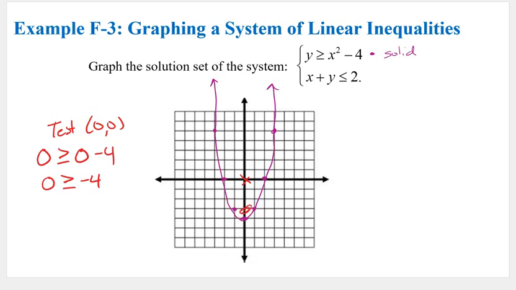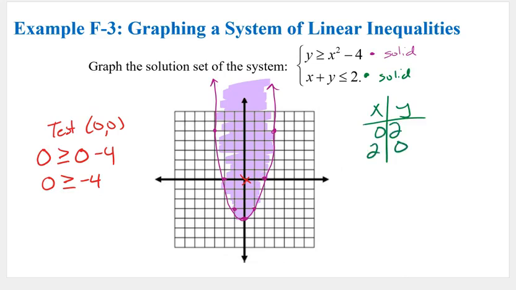Oops, that was supposed to be my highlighter. Let's try that again. There we go. So I'm going to shade everything inside this parabola. All right, in green, let's do that linear one. This one is also going to be solid because it does have the equal to. I'm going to use intercepts. So if I plug in 0, I get y is 2, and if I plug in 0 for y, I get x is 2.